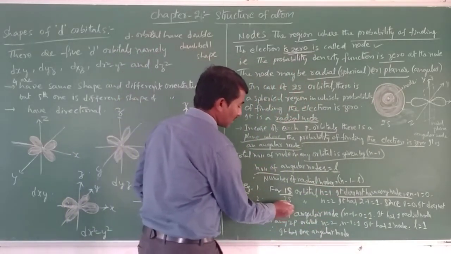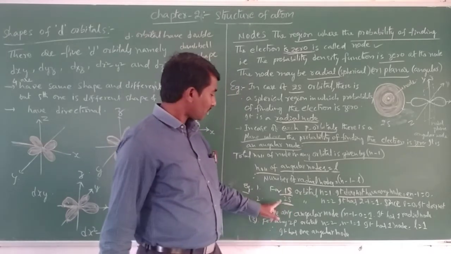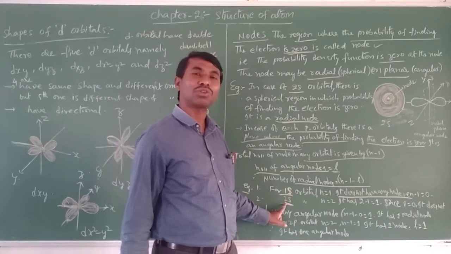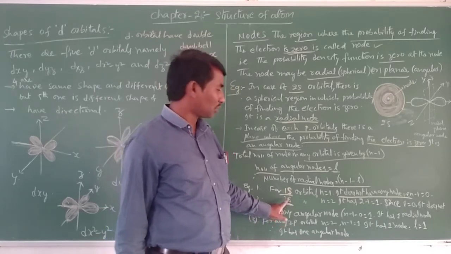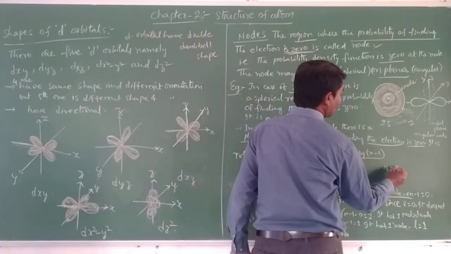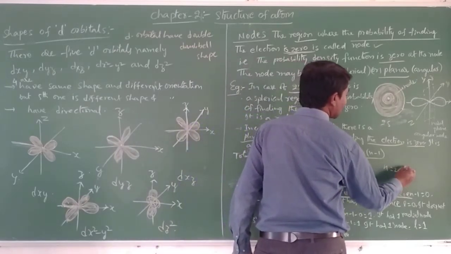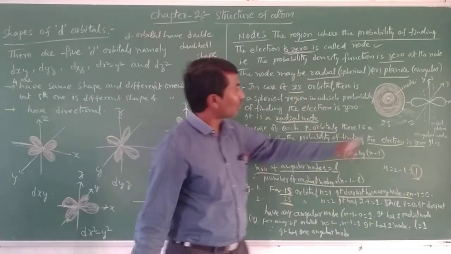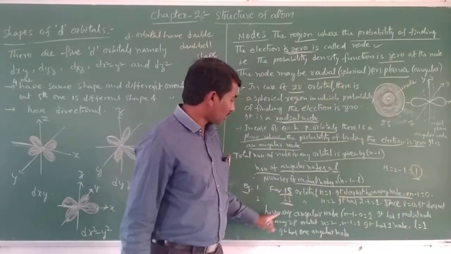Suppose we consider the 2s orbital. For the 2s orbital, n equals 2. So 2 minus 1 equals 1. So 1 node is there. Okay, so 2s has 1 node.